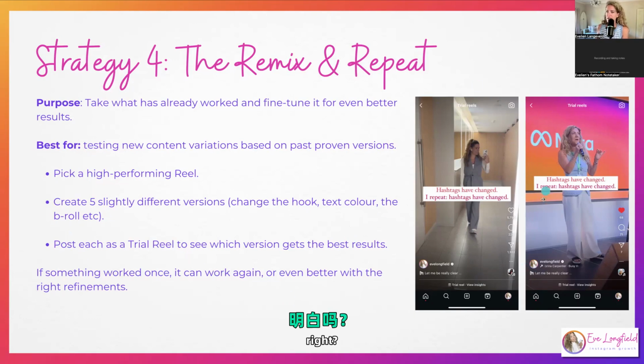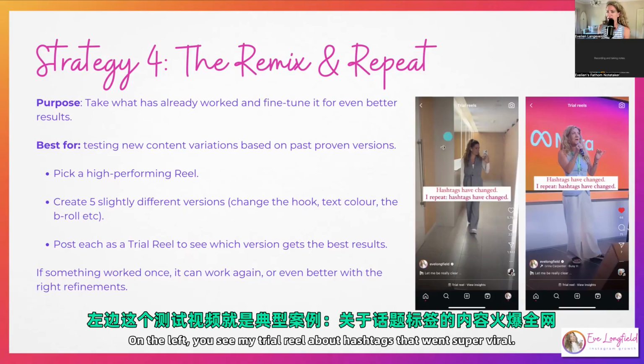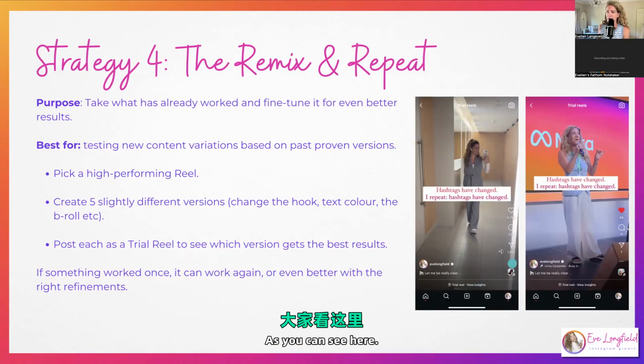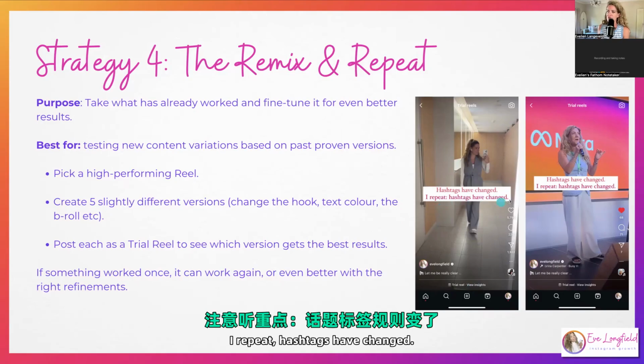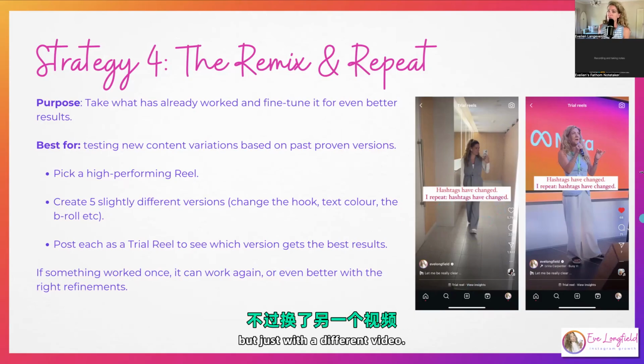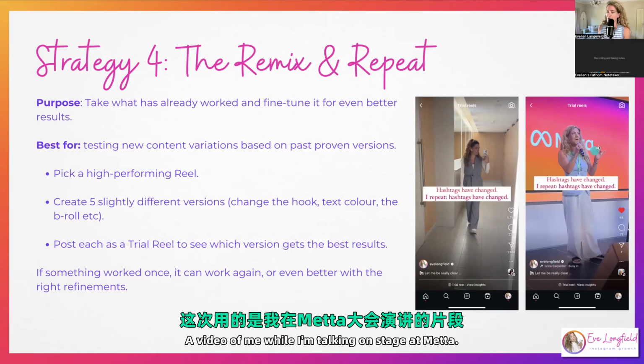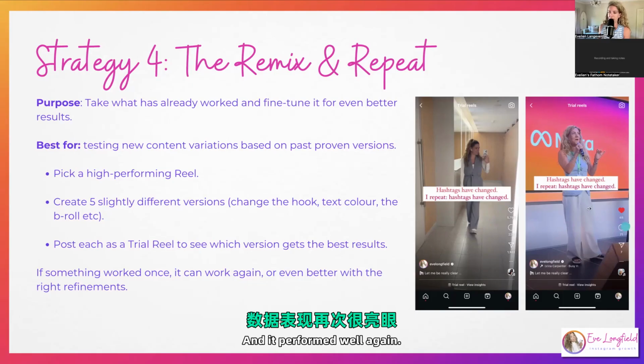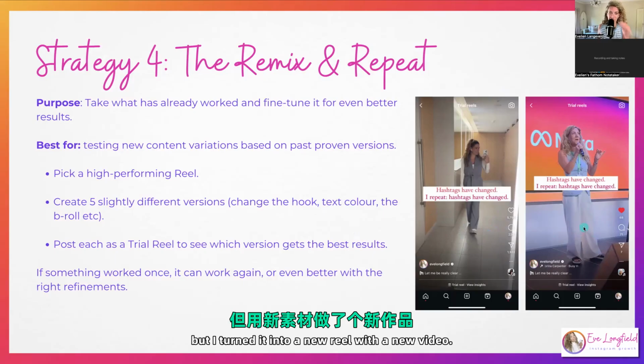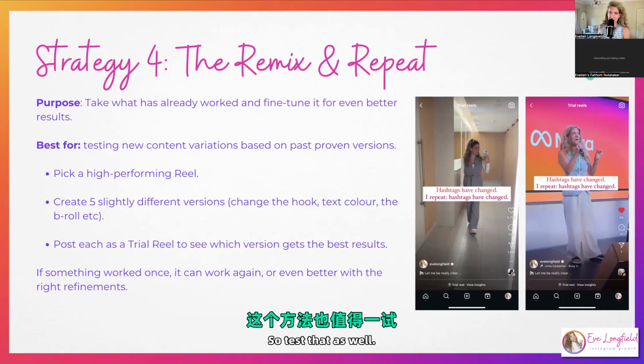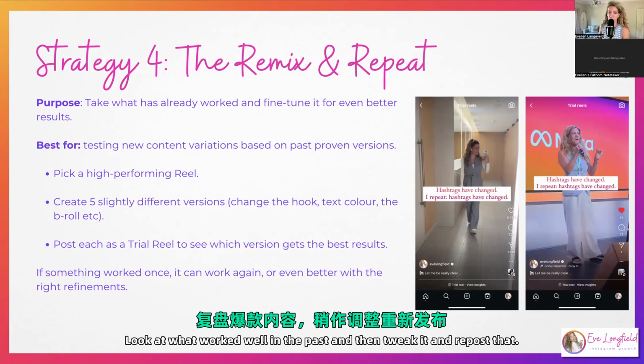So that's what I've done here, right? On the left, you see my trial reel about hashtags that went super viral. It's still a trial reel, as you can see here. Hashtags have changed. I repeat, hashtags have changed. Then I tried to do that again, but just with a different video, a video of me talking on stage at Meta. And it performed well again. I posted this one ages ago. I only posted this one recently, so this one can still go viral. It didn't perform as well, but it did perform well. It did gain me a fair few new followers again because I just repeated a winning formula, but I turned it into a new reel with a new video. So test that as well. Look at what worked well in the past and then tweak it and repost that.